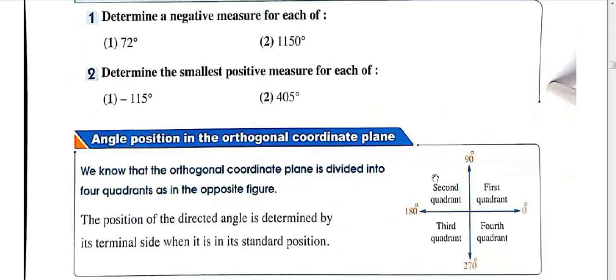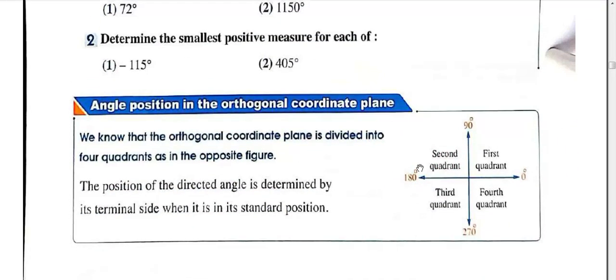Angle position in the original coordinate plane. We know that the original coordinate plane is divided into four quadrants as in these figures: first, second, third, fourth. The position of the directed angle is determined by its terminal side when it is in its standard position.